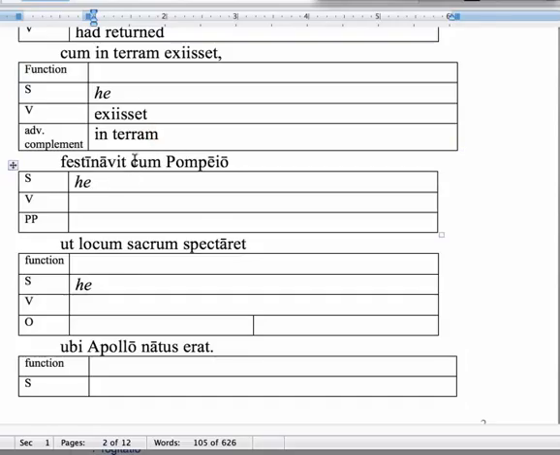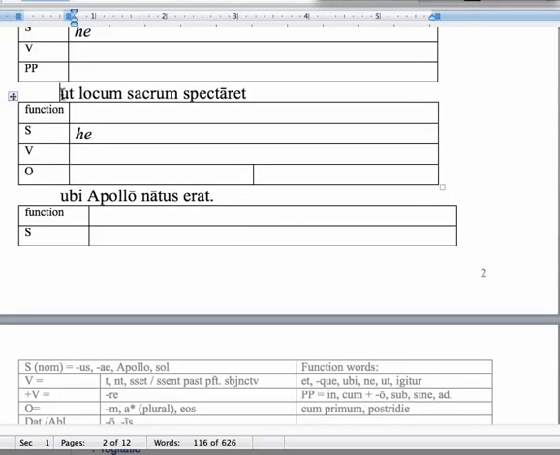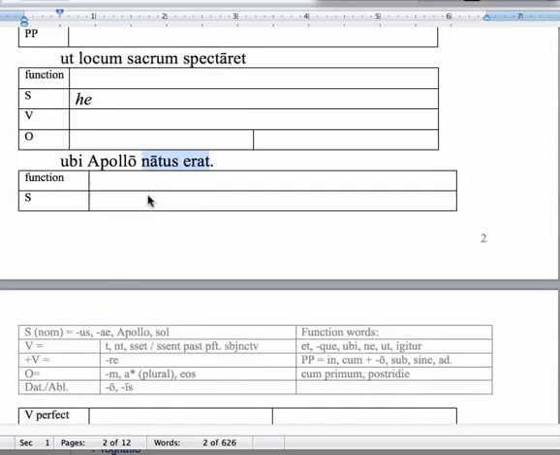Okay. Cum Pompeo is a prepositional phrase, so it goes here. Ut is a function word. Function words often come at the beginning of the sentence. He and the verb, and then both of these are the direct object. Locum sacrum. Ubi, function word. Apollo, subject. Natus erat. Both are the verb because it's passive perfect.